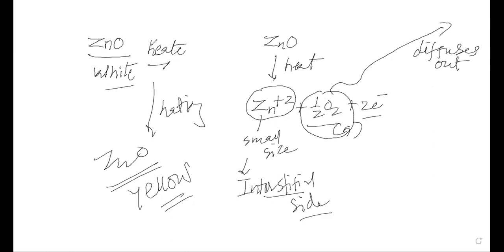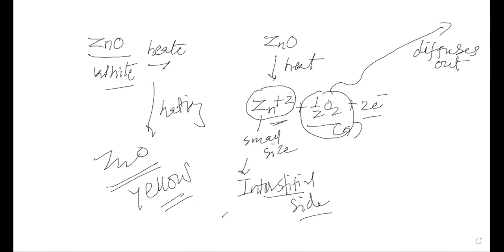And this is how the white ZnO turns yellow in color, and this defect is known as the metal excess. Here you can see that Zn+2 are available in excess because O-2 have already diffused out as oxygen gas. So this is the metal excess defect we can understand.